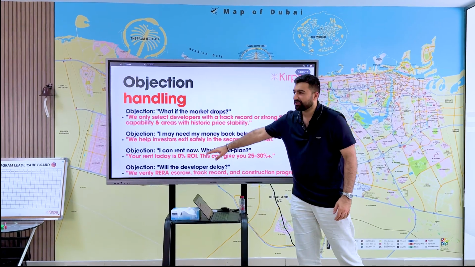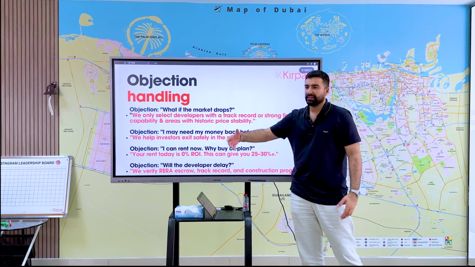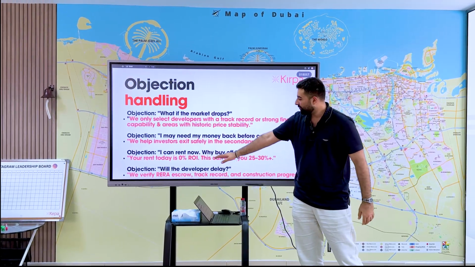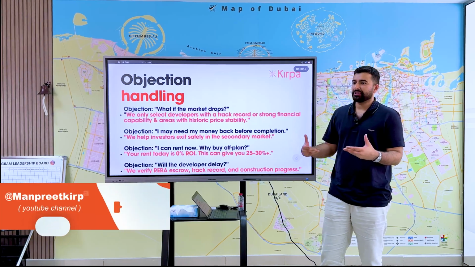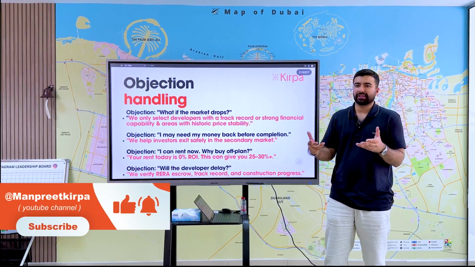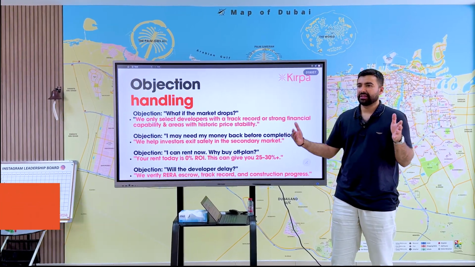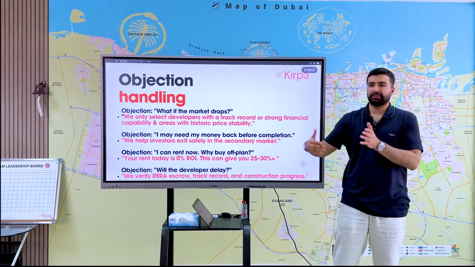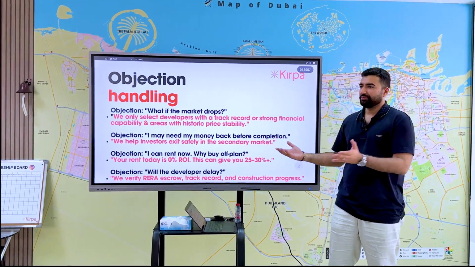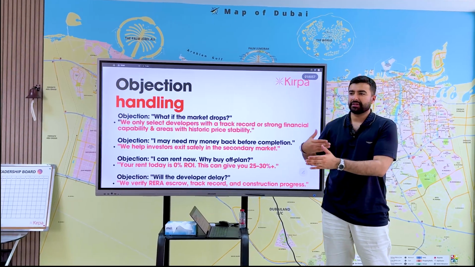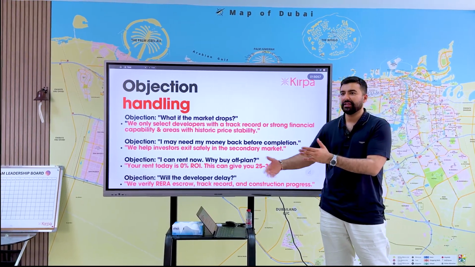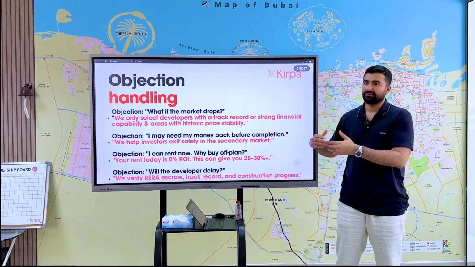If somebody says, I can buy a property and rent it out now, why buy off plan? So if you're selling off plan, and you don't want to push the client, but explain the benefits. There are benefits of buying off-plan, and there are benefits of buying ready. You both know the benefits of each, right? Buying ready, you get a rental return immediately. You can rent it out right away.